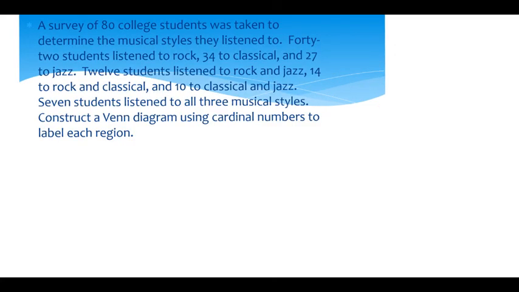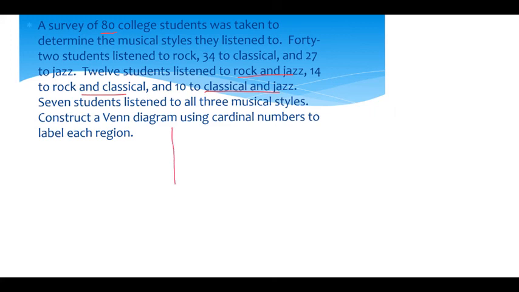Okay, now for our last example here, we have a survey, this time of 80 college students, and it was taken to determine musical styles they listen to. We have 42 that listen to rock, 34 to classical, and 27 to jazz. Then we have 12 students listen to rock and jazz, 14 to rock and classical, and 10 to classical and jazz. 7 students listen to all three music styles, and they want us to construct a Venn diagram using cardinal numbers to label each region.